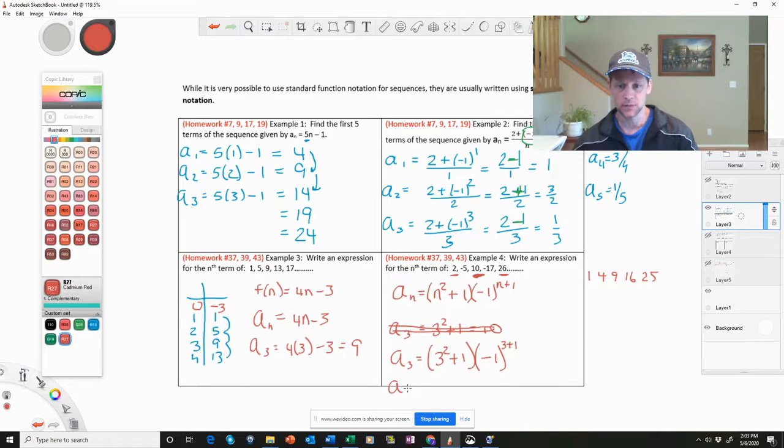Now watch what happens when I try to find the fourth term. The fourth term is going to be 4 squared plus 1. That's the 17. But I want the 17 to be negative, and check it out. Negative 1 to the 4 plus 1. 4 plus 1 is 5. Negative 1 to the fifth is negative 1. So negative 1 times 17 will give you negative 17.